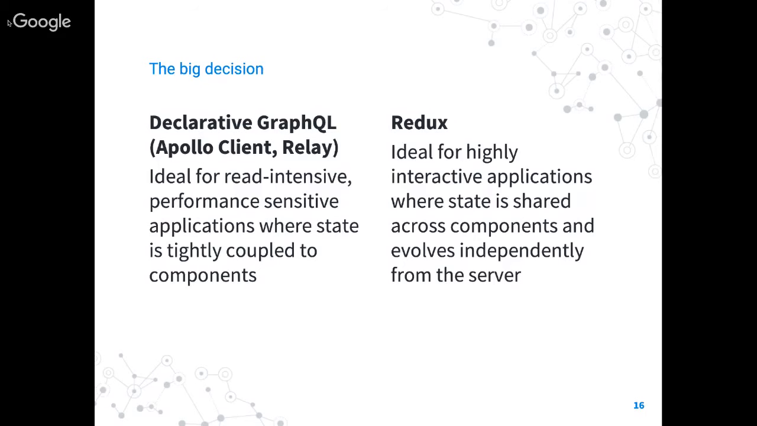So in my mind, and this is something that I personally face a ton, both with work and with my personal projects, is deciding between the second two options. When do you use a declarative GraphQL solution like Apollo Client or Relay, and when do you use Redux? I thought a lot about this question, and I think there's times and places for both. I think most projects can work with either one. You can accomplish what you need to, but sometimes it's probably easier to use GraphQL, and sometimes it's probably easier to use Redux. I think GraphQL is ideal for read-intensive stuff.